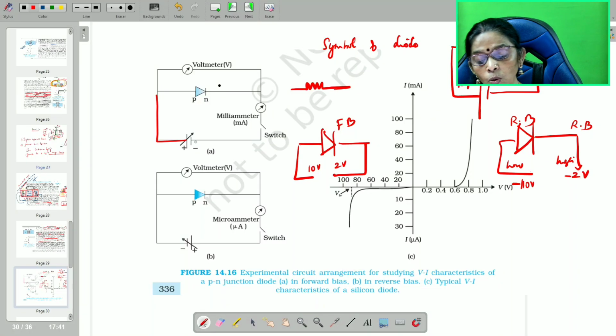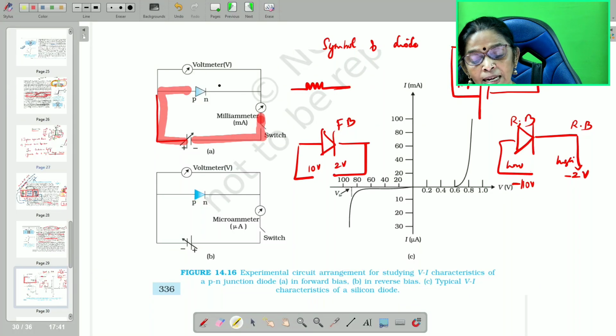Hope you understand. So, positive to positive it has been given, and negative to negative it is given by means of my milliammeter, and take two wires from the voltmeter and connect it across.